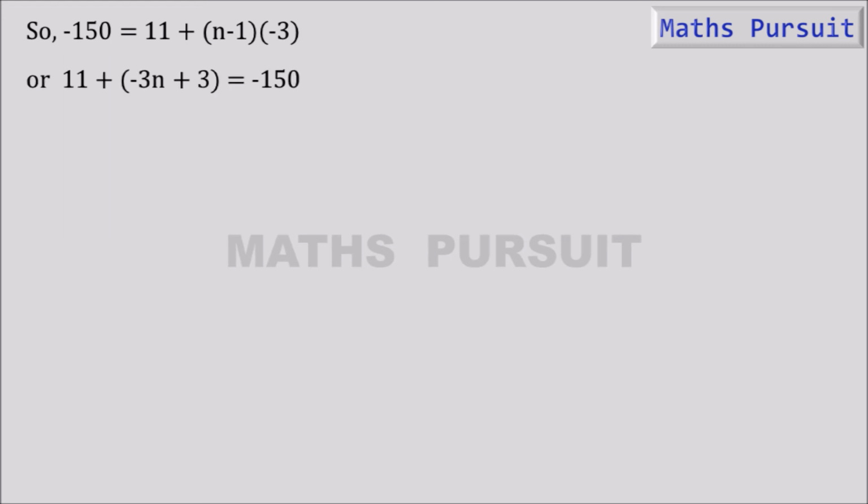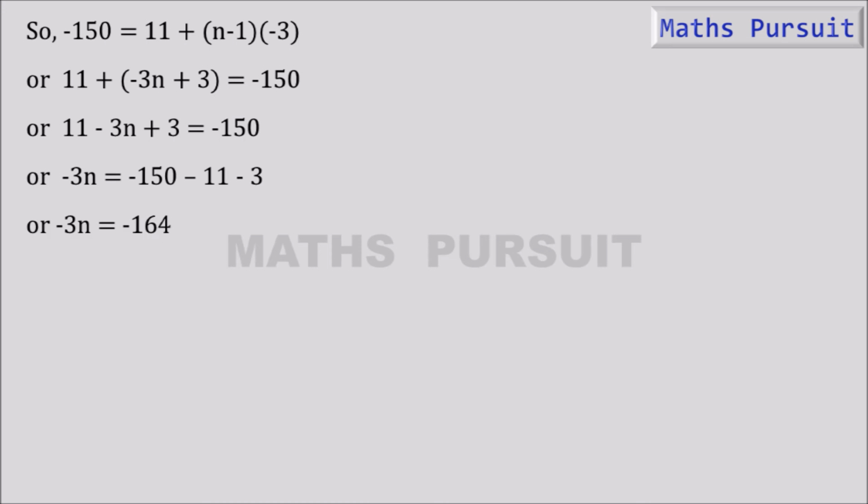Or 11 plus 3 minus 3n plus 3... sorry, 11 minus 3n plus 3 is equal to minus 150. Just solving this equation, or minus 3n is equal to minus 150 minus 11 minus 3. Just taking 11 and 3 to the right side of this equation. Or minus 3n is equal to minus 164, or 3n is equal to 164. Just cancelling the minus on both sides. We got here now 3n is equal to 164, or n is equal to 164 upon 3, or n is equal to 54.67.